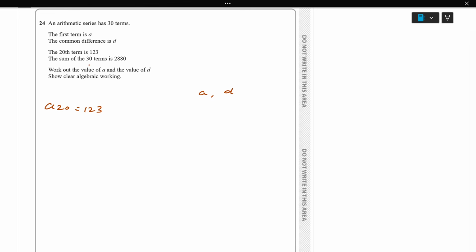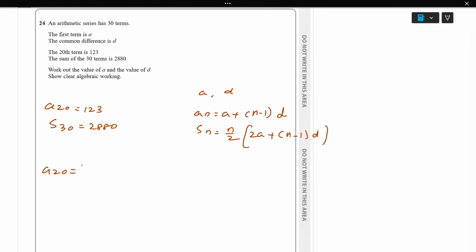Next question 24. An arithmetic series has 30 terms. The first term is a, the common difference is d. The 20th term is 123, so a20 equal to 123. Next, what is given? Sum of the 30 terms, S30, is 2880. So term formula an equal to a plus (n minus 1) into d. Sum of n terms formula is n by 2 into (2a plus (n minus 1) into d). The second formula will be given in the formula sheet.